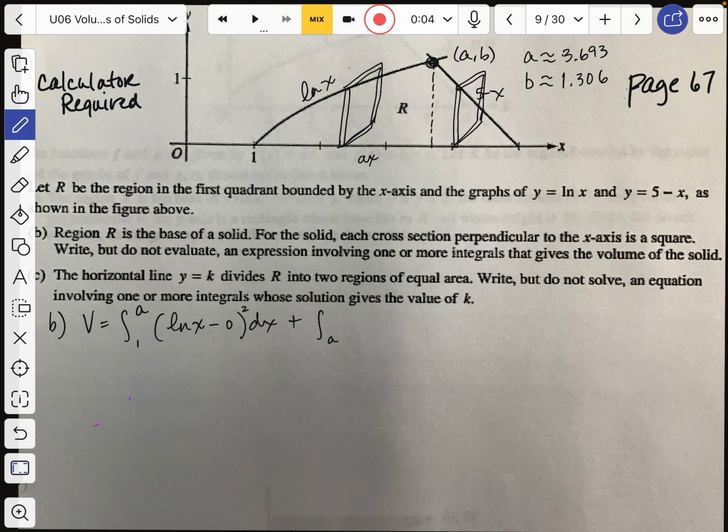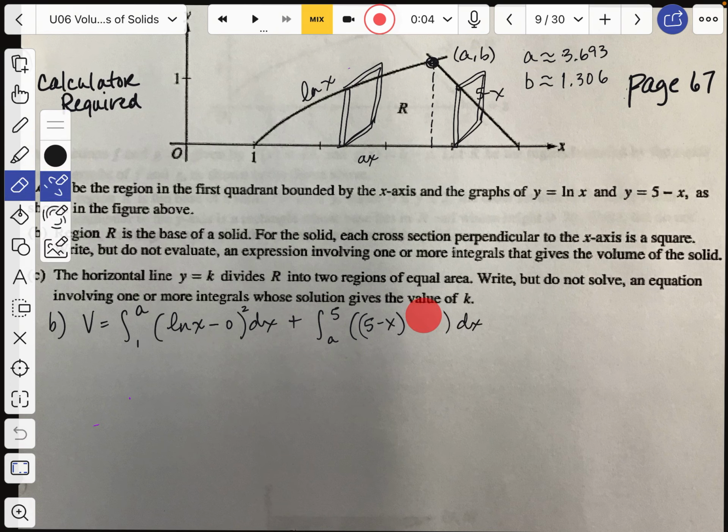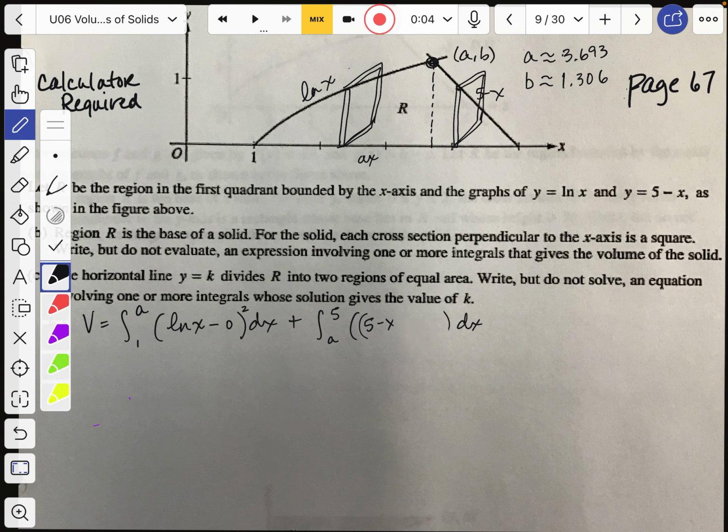All right, and then from A to 5 is the second interval, and that's going to be 5 minus x, and let's square this, minus 0. Do you need the minus 0? Probably not, but I'm just showing you the side. I should put the minus 0 in parentheses, because I do want a side: top minus bottom squared, dx. All right, I think that solves for B.